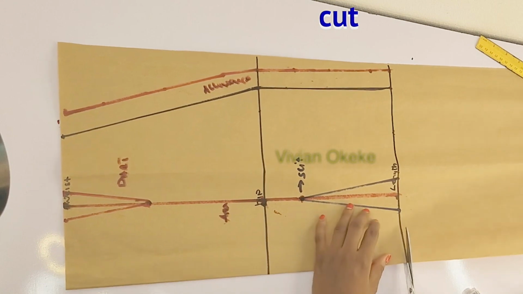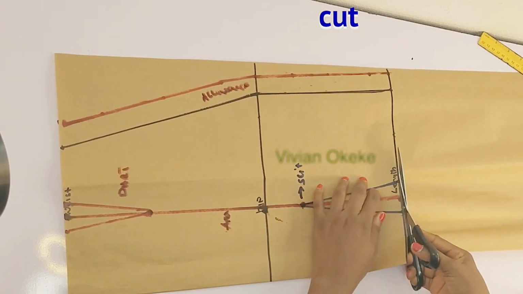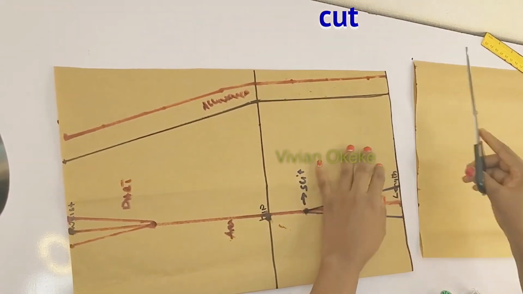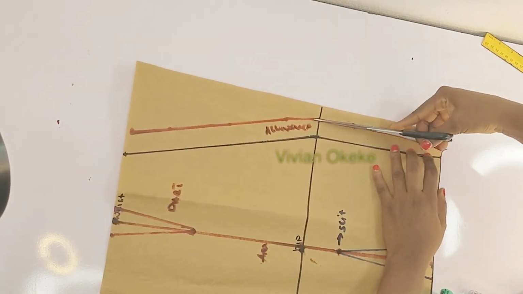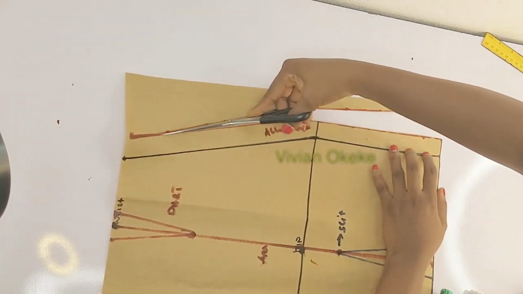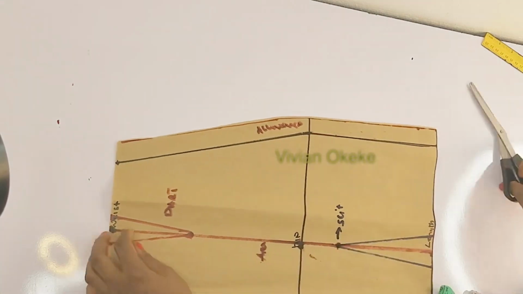So now I'm just going to go ahead and cut out my pattern. And this is going to be the front pattern. And cutting the back pattern is actually really, really easy, okay? So once you have your front pattern, your back pattern just has to be with an extra 2 inches allowance for the zip, and that's it, or 1.5 inches allowance for the zip.